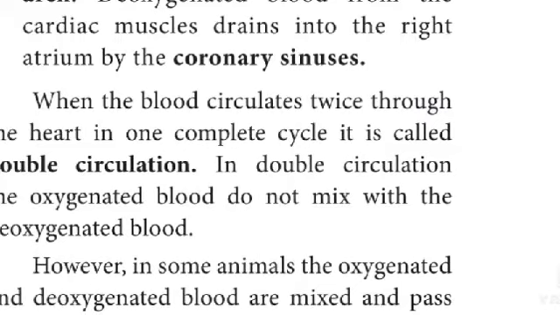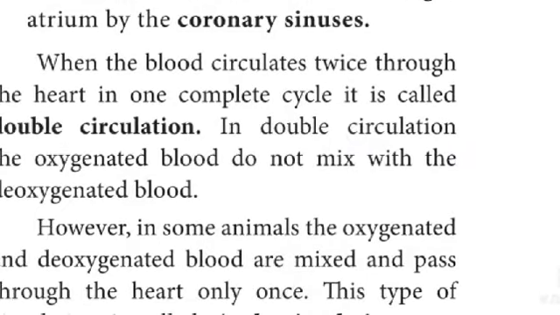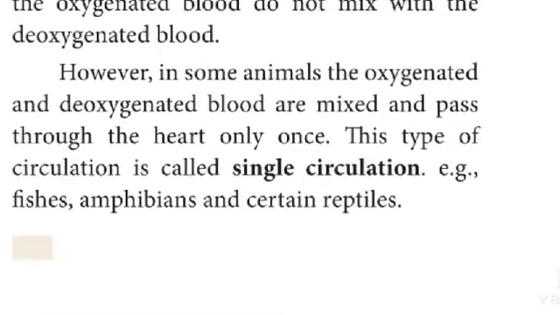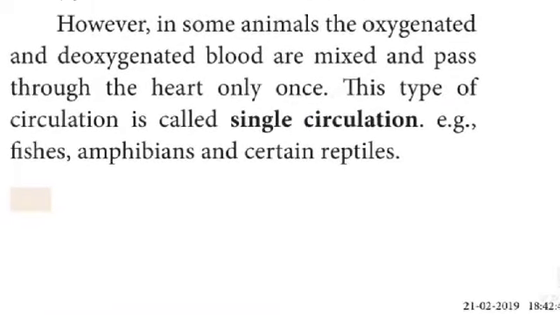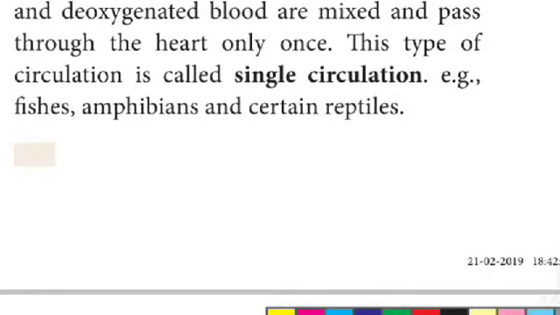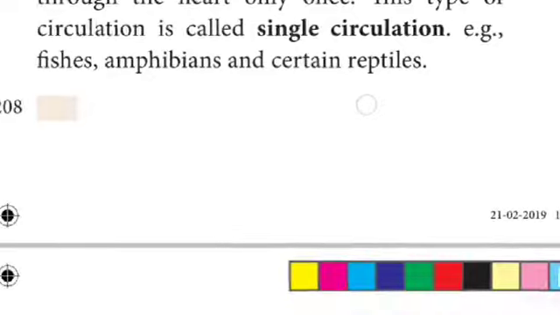When the blood circulates twice through the heart in one complete cycle, it is called double circulation. In double circulation, the oxygenated blood does not mix with the deoxygenated blood. However, in some animals, the oxygenated and deoxygenated bloods are mixed and pass through the heart only once. This type of circulation is called single circulation. Example: fishes, amphibians and certain reptiles.